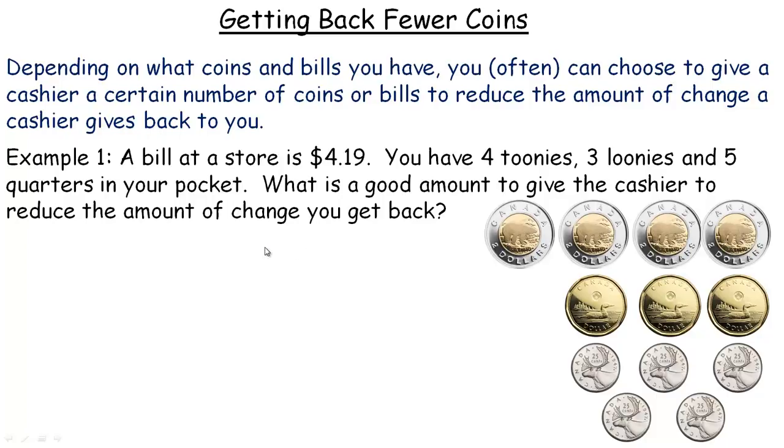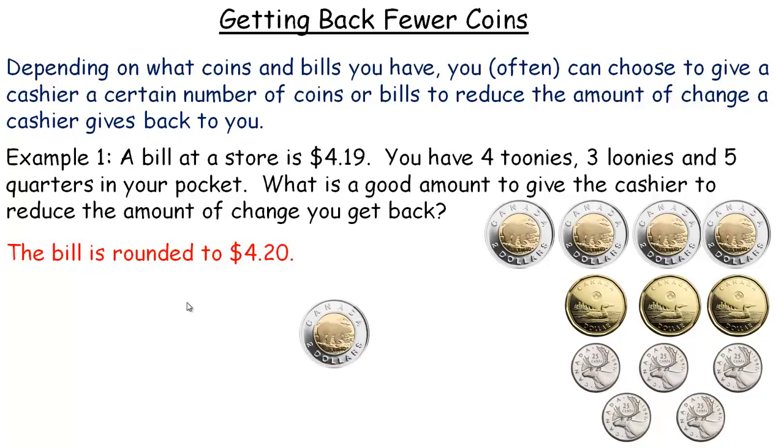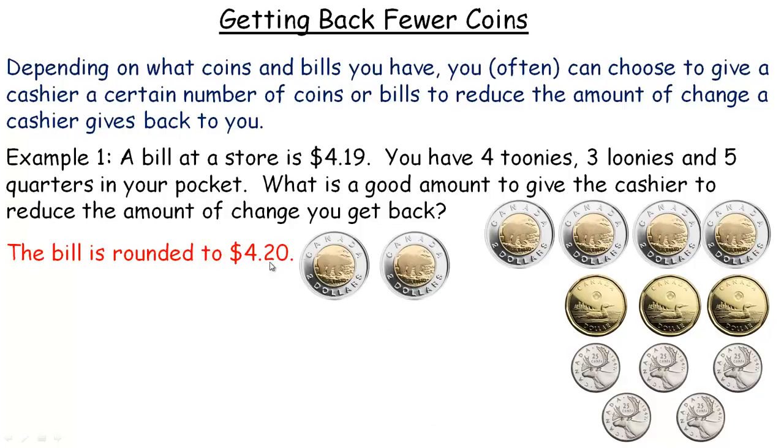First of all, the $4.19 bill would be rounded to $4.20 because there are no pennies. So we're going to give the cashier at least $4.20. We can't give exactly $4.20 because we don't have any dimes or nickels. The smallest denomination we have are quarters. A toonie is $2, another toonie is $4, so I've got to make 20 more cents. If I give a quarter to the cashier, then that's $4.25.